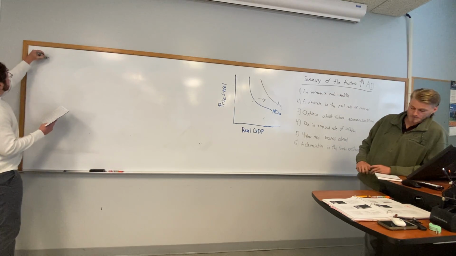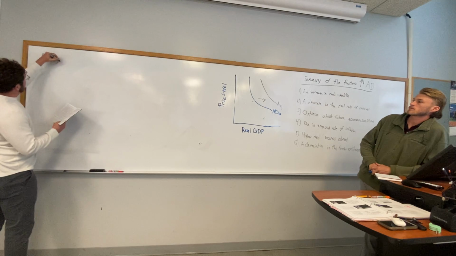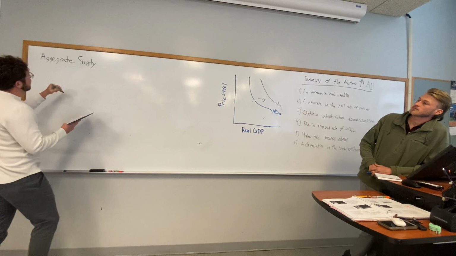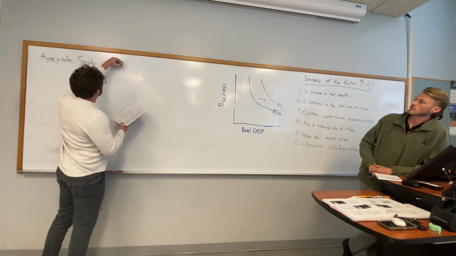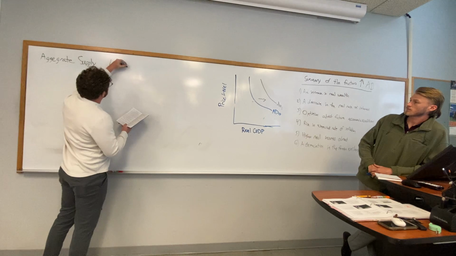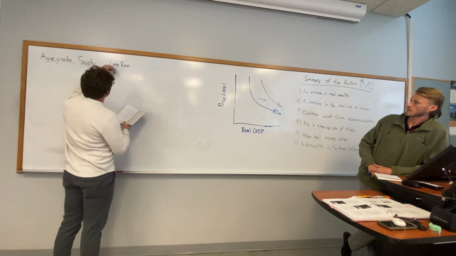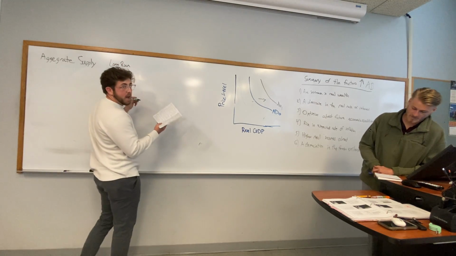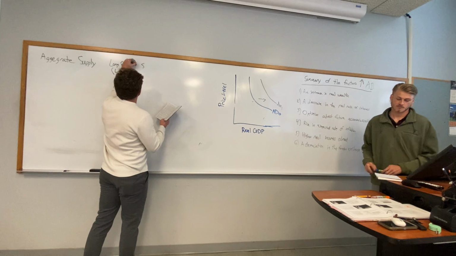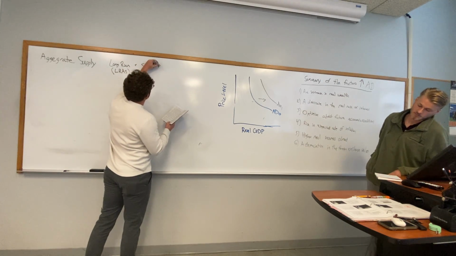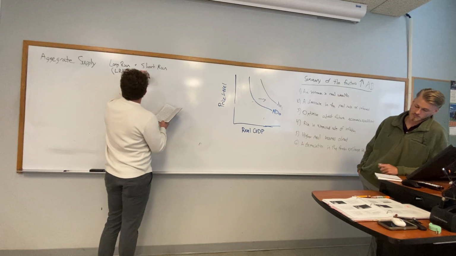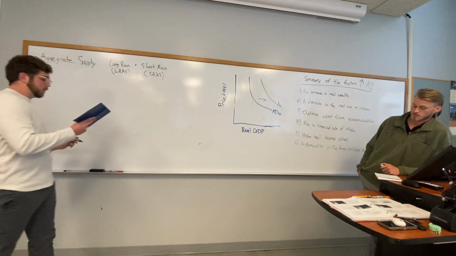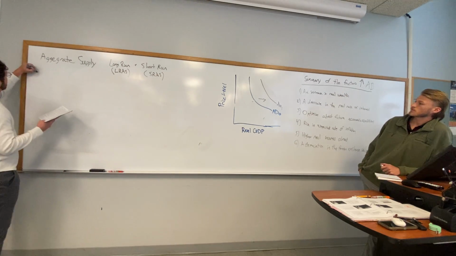Now I'm going to talk about aggregate supply. There's 2 of these. There's long run, which is abbreviated as LRAS. So when I write that on the board, that's long run aggregate supply. And there's short run, which when I abbreviate that, it's going to be SRAS, short run aggregate supply. We'll start here with long run.